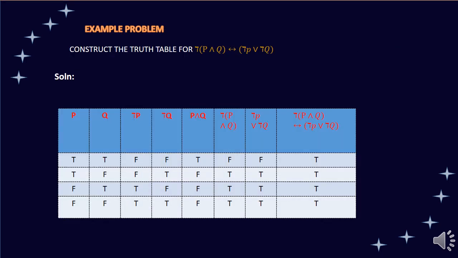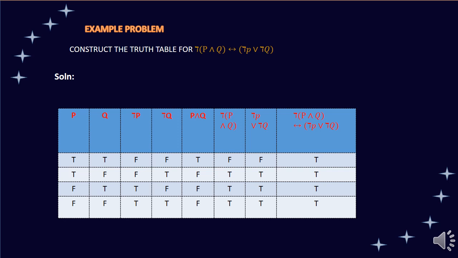Example problem: Construct the truth table for negation of (P and Q) if and only if negation P or negation Q. Solution. The first column is P, the second column is Q. After that: negation P, negation Q, P and Q, negation of (P and Q), negation P or negation Q, and negation of (P and Q) if and only if negation P or negation Q.